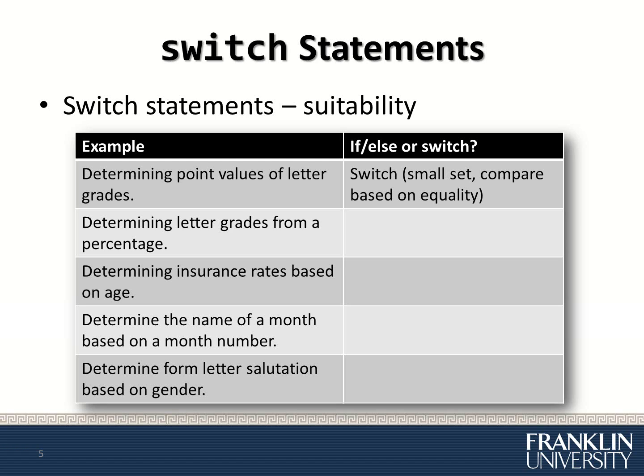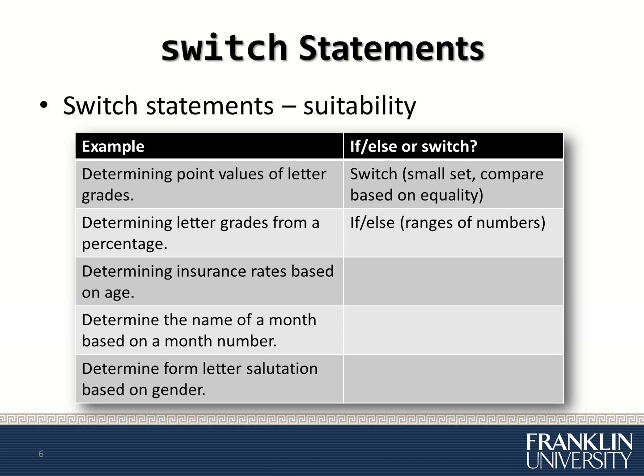Why? Because it's a very small set of input values, and we can compare exactly based on equality of those strings. How about determining letter grades from a percentage? So we input a percentage, such as 85, and we output a letter grade B. That's much more suitable for an if-else than a switch. Why? Because we have ranges of numbers. So for example, 80 to 89 is a B. So we want to test that using a range.